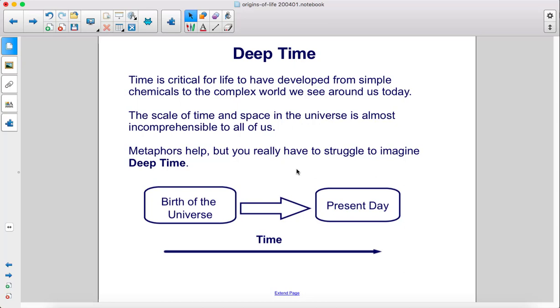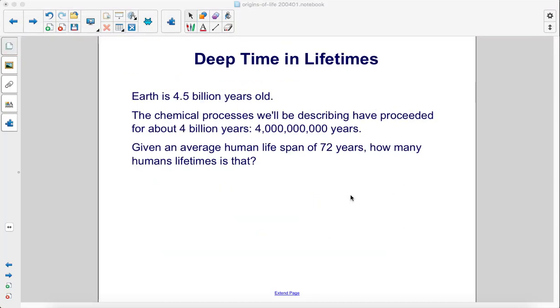The scale of time and space in the universe is almost incomprehensible to all of us. Metaphors help, but you really have to struggle to imagine deep time. So here we have the birth of the universe, here's some time, and then here we are at present day. Earth is 4.5 billion years old. The chemical processes we'll be describing have proceeded for about 4 billion years.